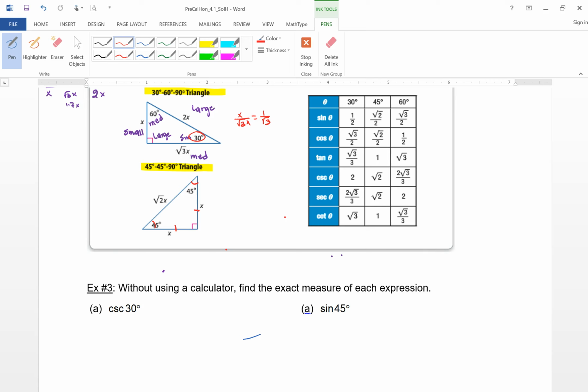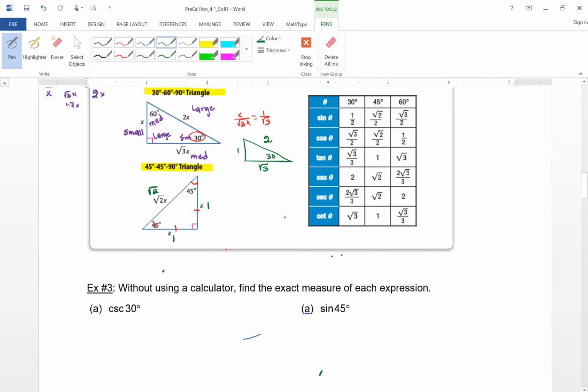It's root 2 times x. Now, most of the time, the x just gets in the way. So we don't write the x most of the time. Most of the time, it's just 1, 1, radical 2. Or in the case of the other one, this is the 30 degrees, so it's 1, radical 3, 2. Because the x always cancels out anyway.